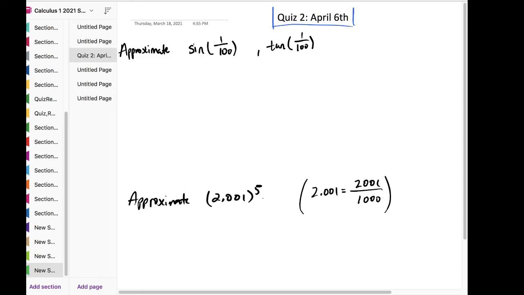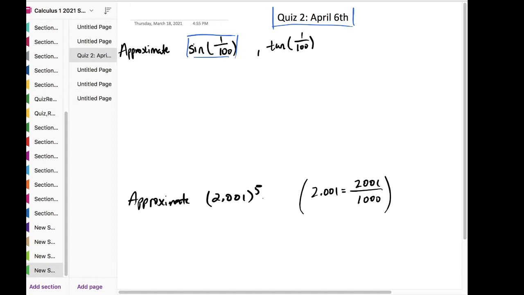Okay, so let's do some approximation. Okay, let's do this one first. Approximate sine of 1 over 100. So what do you think you should do?